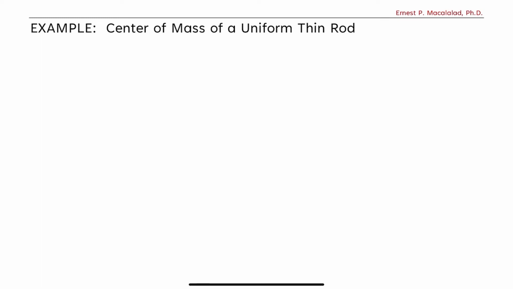What's up, guys? It's me, Sir Ernest, and today we're going to have an example on how to calculate the center of mass of a uniform thin rod. So, when you talk about uniform, that means the density or the mass density of this thin rod is a constant.